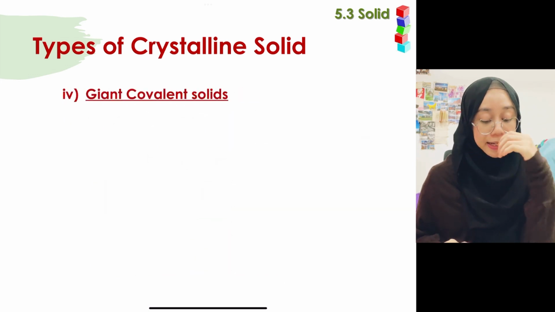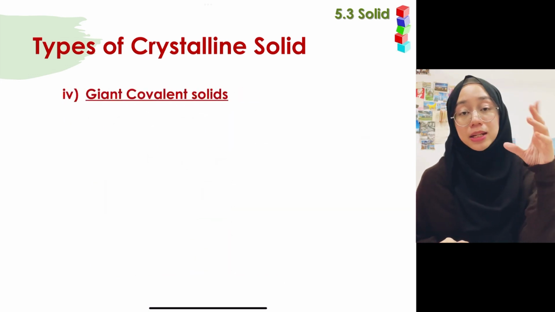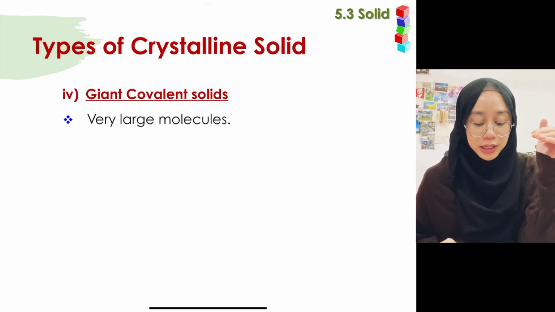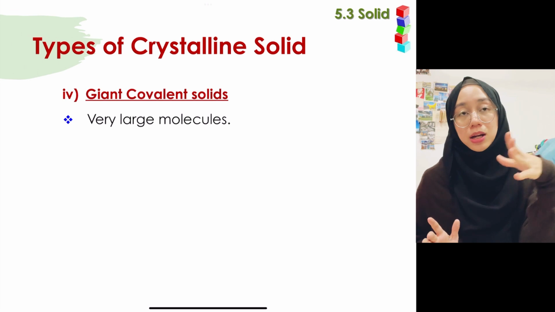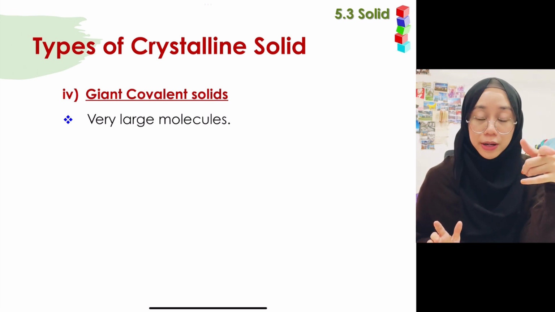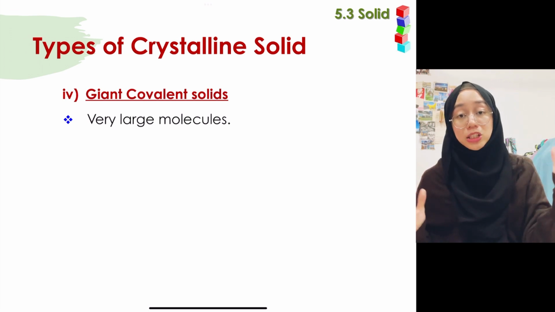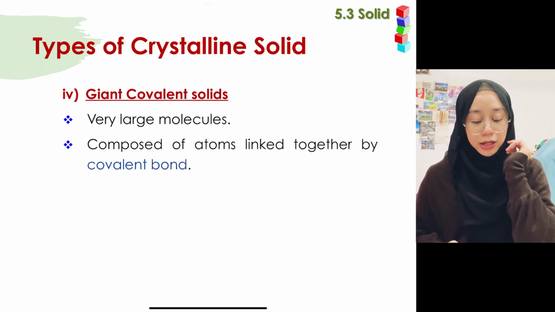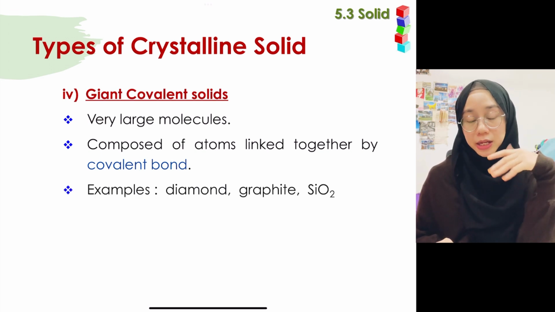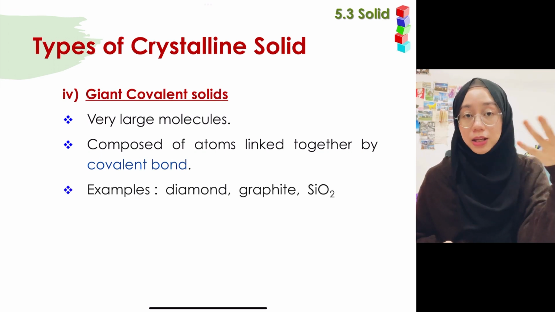Okay, and last sekali kita ada giant covalent solid, tapi giant covalent solid ni a little panjang kita nak describe dia. Okay, so giant covalent solid is a very large molecule. Kalau beza dia, I mean like dia ada covalent bond, yang tadi pun ada covalent bond juga, tapi yang ni a very large molecule, sebab dia dipanggil giant. Okay, it composed of atoms linked together by a covalent bond juga. So for example kita ada diamond ke ataupun graphite or even silicon oxide.